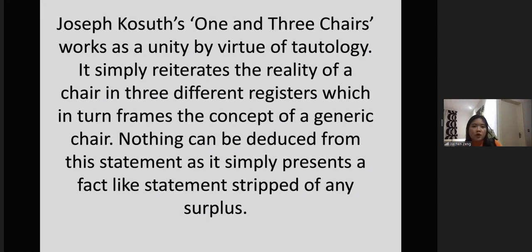Joseph Kosuth's One and Three Chairs works as a unity by virtue of tautology. It simply reiterates the reality of a chair in three different registers, which in turn frames the concept of a generic chair. Nothing can be deduced from this statement, as it simply presents a fact-like statement stripped of any surplus. So it literally is what it is. A chair is a chair is a chair.